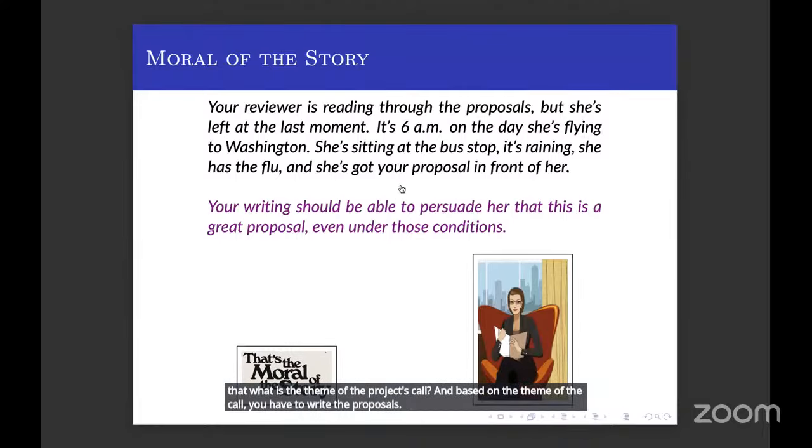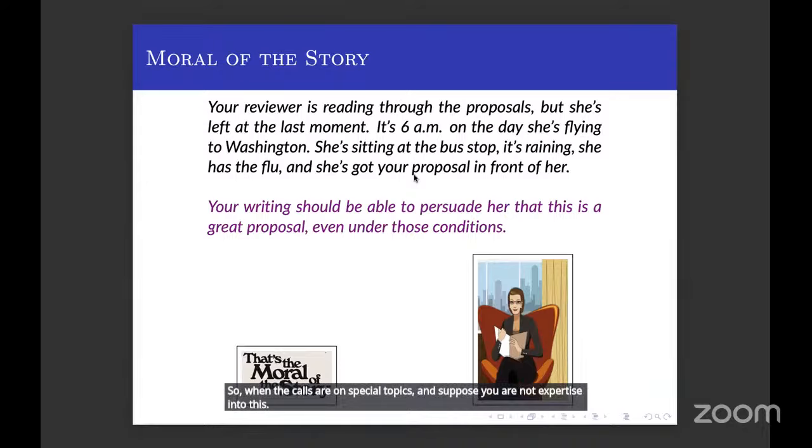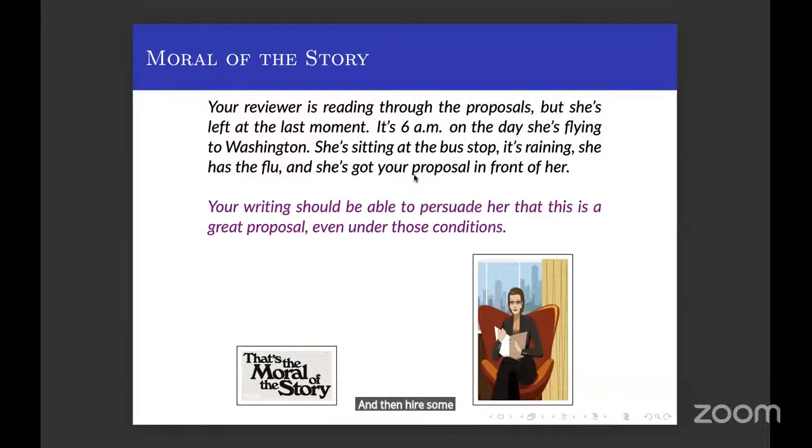Next question: when calls are on a specific topic and the PI does not have prior experience, will it be considered? When the calls are on a special topic and you are not an expert in it, try to link your expertise to some extent and then hire other people who are in that area. Merge your ideas and their ideas together and write the proposal so that it matches. And if the content is more in their area, give them the role of PI and you become the co-PI. This way you can do it.